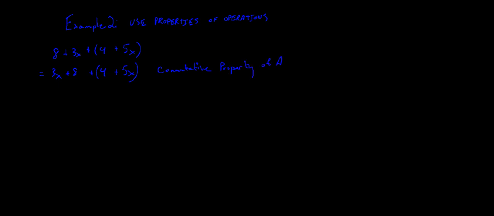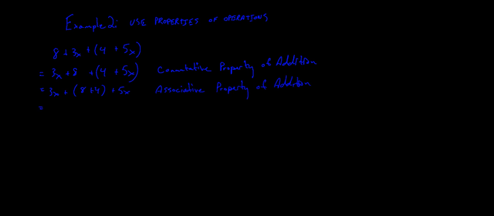of addition. And now, since those two middle terms are constants, I would write 3x plus parenthesis 8 plus 4 close parentheses plus 5x. And since I moved where the parentheses are, but I didn't change the order, that would be the associative property of addition.